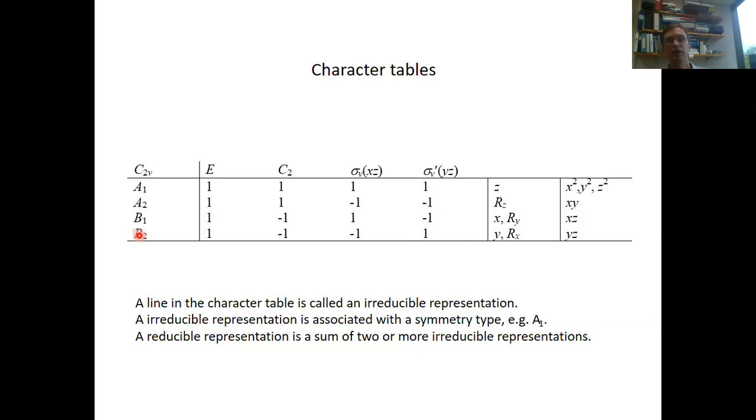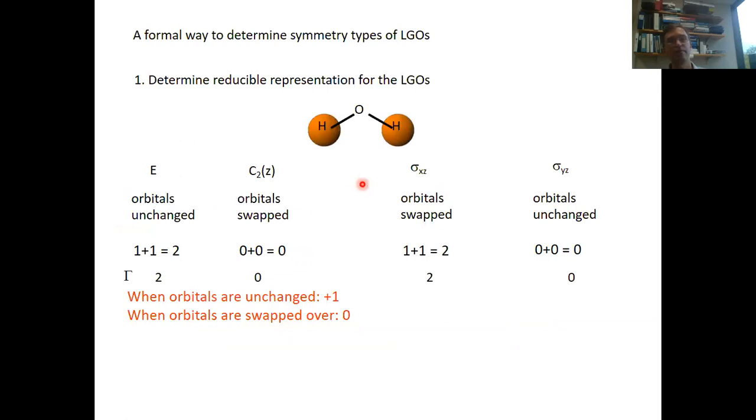All right, but now how do you find out which symmetry types belong to our ligand group orbitals in the point group C2V? In order to do that, you have a method called the orbital swapping method, which first gives you the reducible representation of the LGOs.